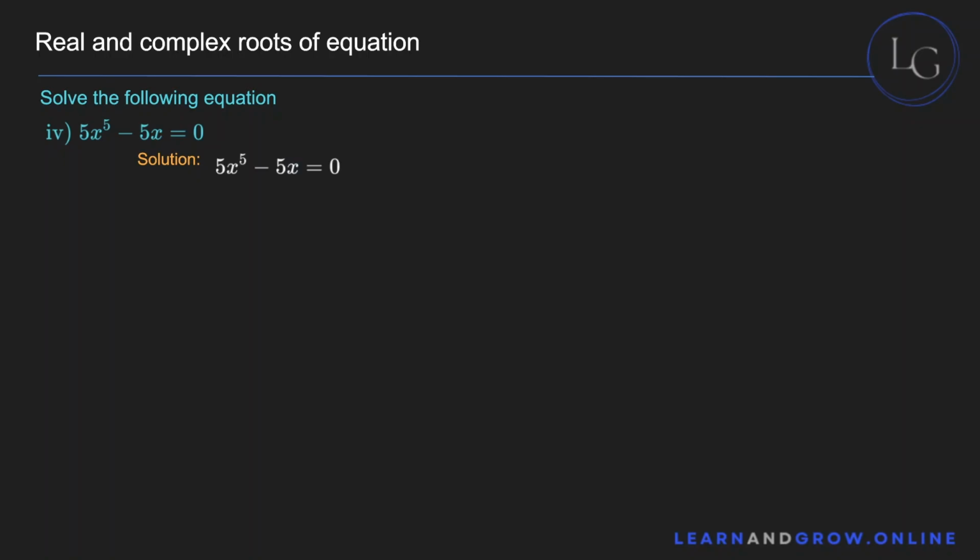This is not really difficult, because if you think critically, you can write this down as 5 into x raised to the power 5 minus x is equal to 0, and then this 0 will be divided by 5. So this now becomes x to the power 5 minus x is equal to 0. Now, you can write this as x into x to the power 4 minus 1 is equal to 0. So either x is equal to 0 or x to the power 4 minus 1 is equal to 0.